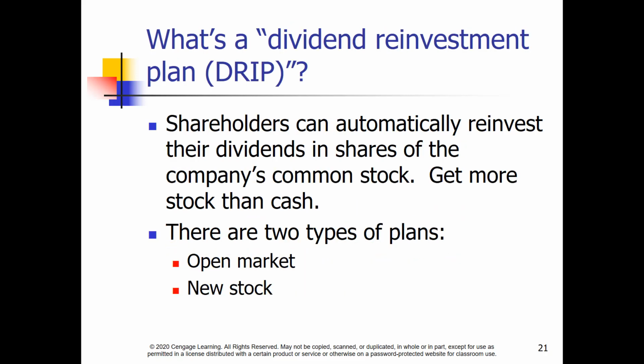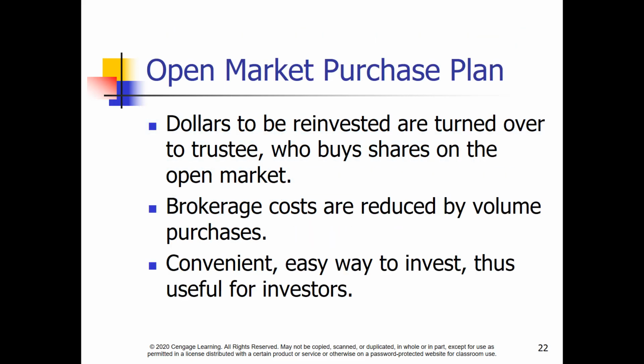Many firms offer dividend reinvestment plans, or DRIPs, which allow investors to automatically use their dividends to buy more shares in the company. In an open market purchase plan, a trustee pools all the dividends to be reinvested and then buys shares on the open market. Shareholders can use a DRIP for 3 reasons. Brokerage costs are reduced by the volume purchases. The DRIP is a convenient way to invest excess funds, and the company generally pays all administrative costs associated with the operation.